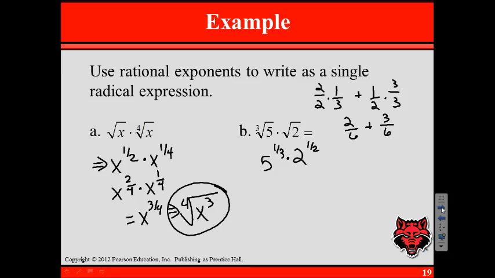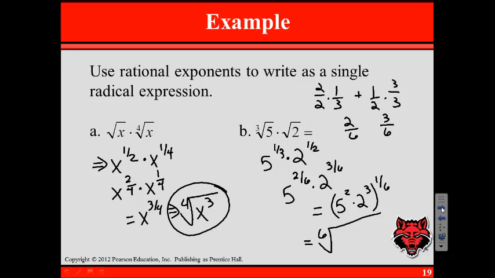But we're not going to add these together because the 5 and the 2 aren't the same. But we were able to find common denominators. So we have 5 to the 2 over 6 times 2 to the 3 over 6. And we can rewrite this as 5 squared times 2 cubed, all raised to the 1/6 power. We're just going to throw the denominator on the outside. The 1/6 power tells us we have a 6th root. 5 squared is 25. 2 cubed is 8. 25 times 8 is 200.